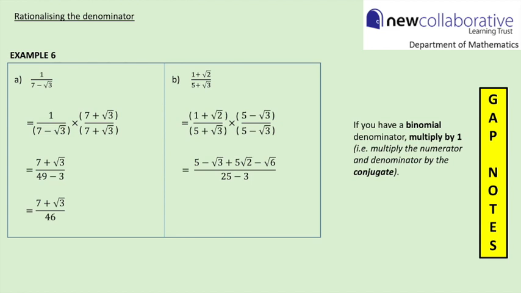The numerator in this case will not simplify any further because we've got no terms which we can collect together, but the denominator will simplify, and so we get 5 take away root 3 add 5 root 2 take away root 6 all over 22, and we again have rationalised the denominator so that the denominator does not contain any surd terms.